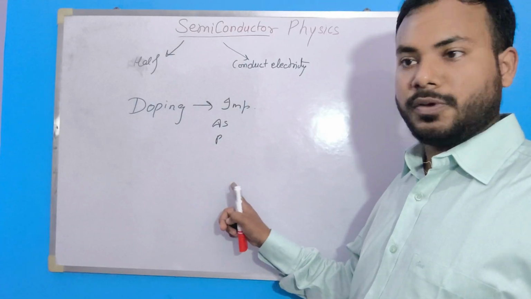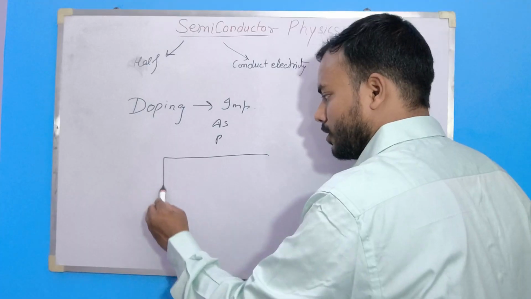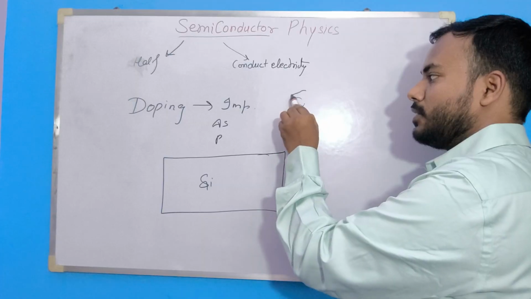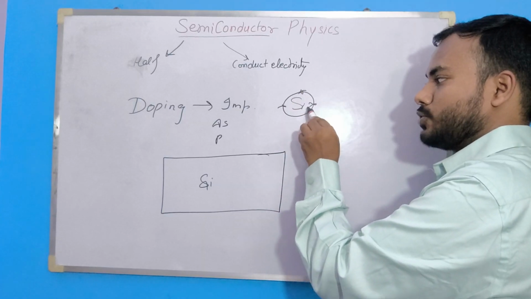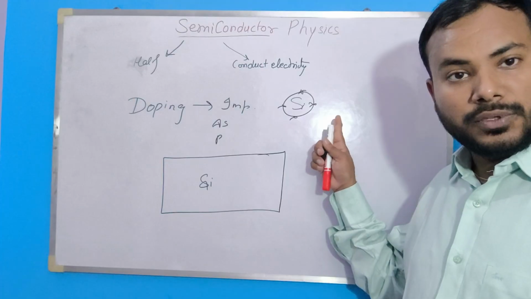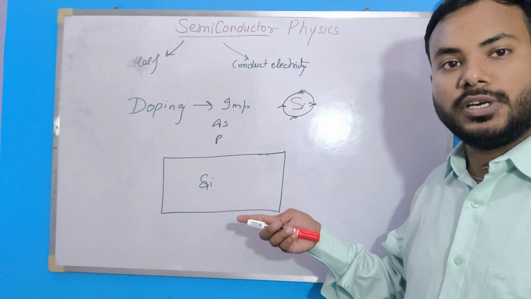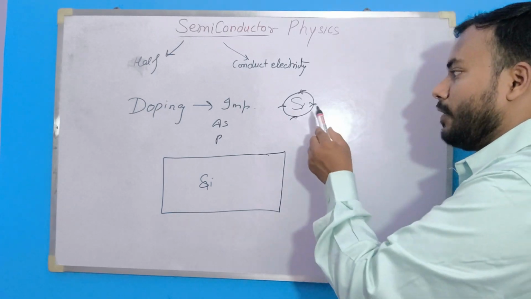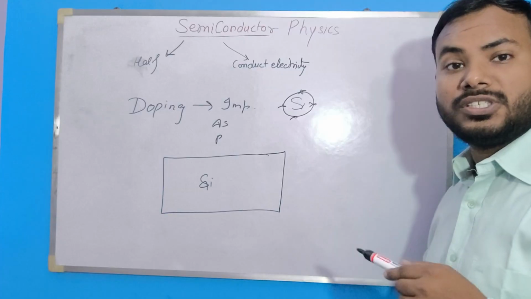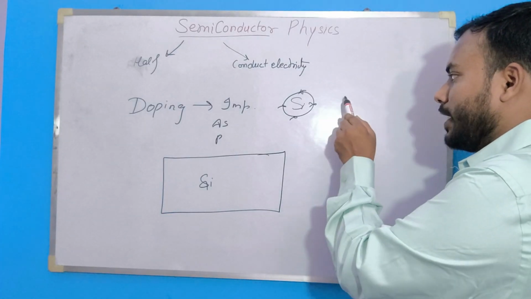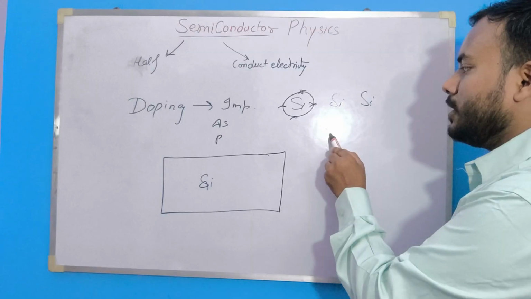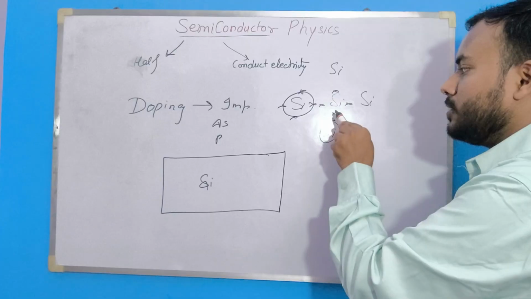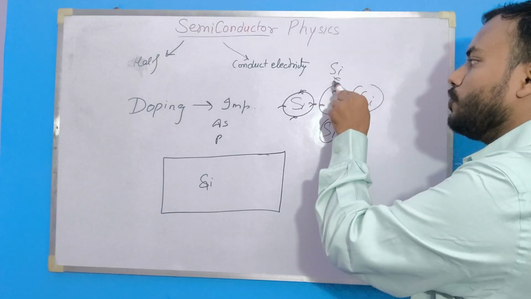So how will this doping be done? Let us take a semiconductor. Let us consider this is silicon, and we already know silicon has only 4 electrons in the outermost shell. If the electrons are 4, it is not able to conduct electricity, because it does not have any free electrons. If we see the structure of silicon, it is like this: silicon, silicon, silicon, silicon. Every one of its 4 electrons is bonded with another silicon atom, so there is no free electron.